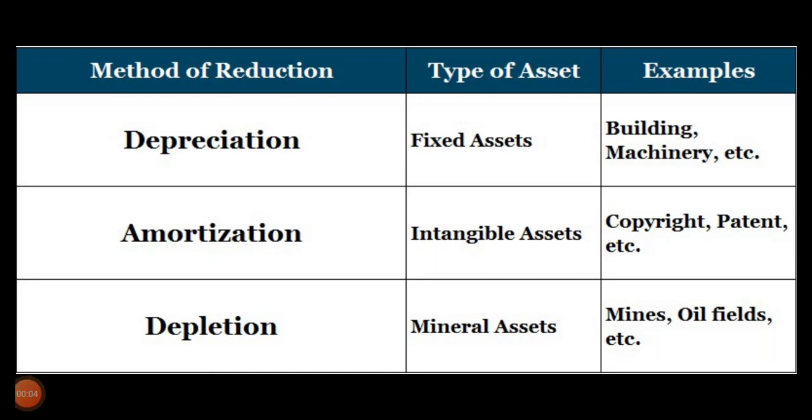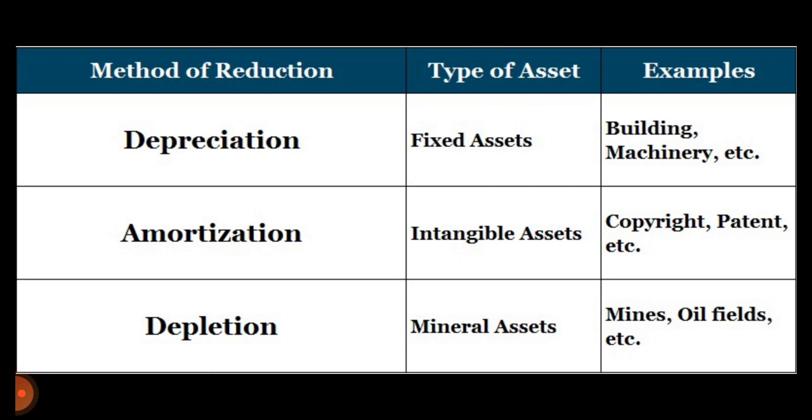Guys, in this video, we'll be talking about three different methods where the cost of assets is allocated over the useful lives of the asset into the profit and loss account. The three methods are depreciation, amortization, and depletion. People often get confused about these three terminologies, and they don't know when to use which term. So in this video, I'll be talking about which method to use on which type of assets with examples.